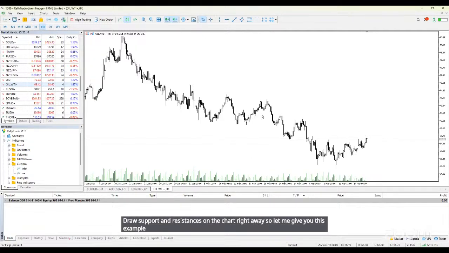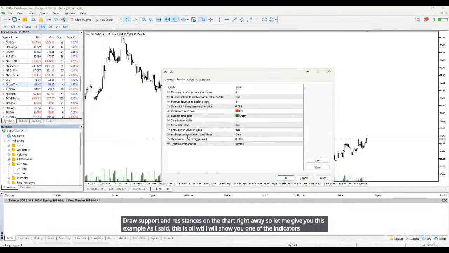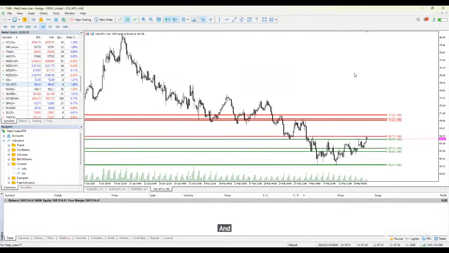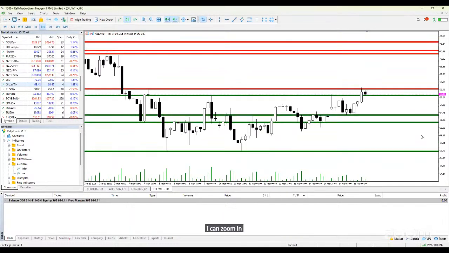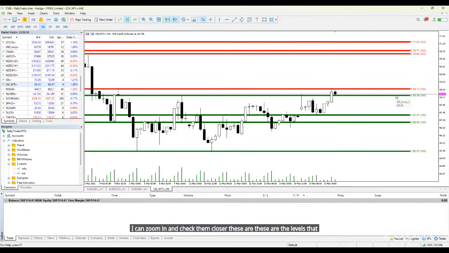As I said, this is H4 oil WTI. I will show you one of the indicators that I have built from scratch. I'll leave the defaults and we will talk again about these settings here. And look at this. Just dropped it on the chart, already have the support I told you about here, 68.36. I also have the resistance level, 68.71. I can zoom in and check them closer. These are the levels that I will have to look for.